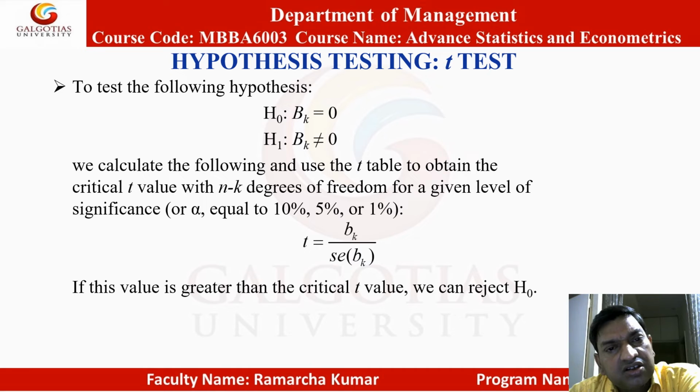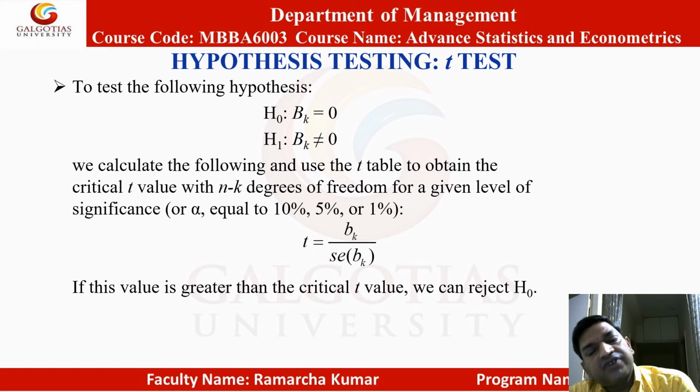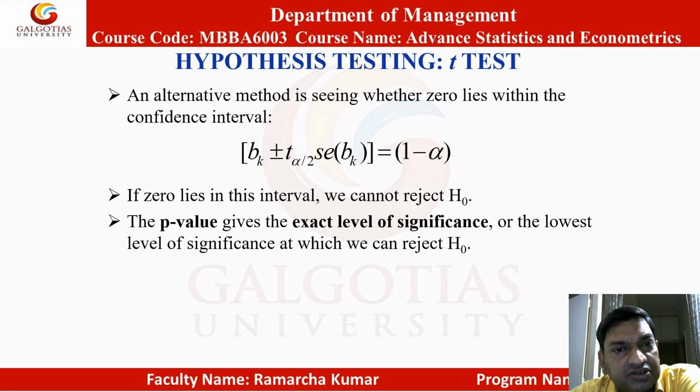Hypothesis testing. When you look at this hypothesis testing, you formulate a null and alternate hypothesis. Null here is b subscript k is 0 and alternative is b subscript k is not equal to 0. We calculate the following and use the t table to obtain the critical t value with n minus k degrees of freedom for a given level of significance, or alpha, equal to 10%, 5% or 1%. T is bk upon standard error of bk. If this value is greater than the critical t value, we can reject the null hypothesis.